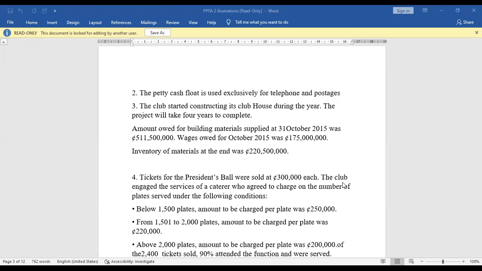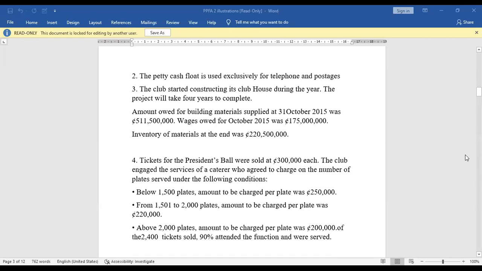Inventory of materials at the end was 220,500,000 cedis. Number 4, tickets for the president's ball were sold at 300,000 cedis each. The club engaged the services of a caterer who agreed to charge on the number of plates served under the following conditions.